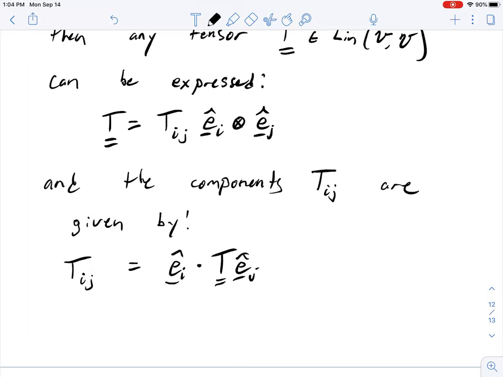All right, that's gonna do it for this lecture. Next time we'll talk about the transpose and symmetry, skew symmetry, some other fun stuff.